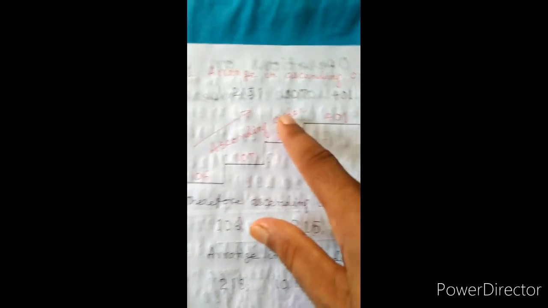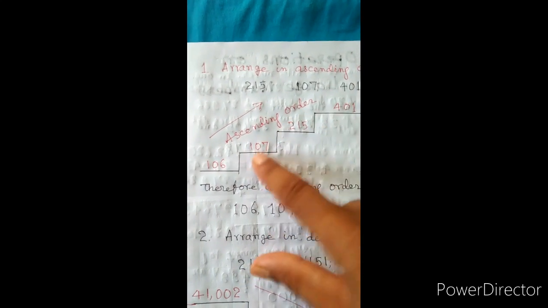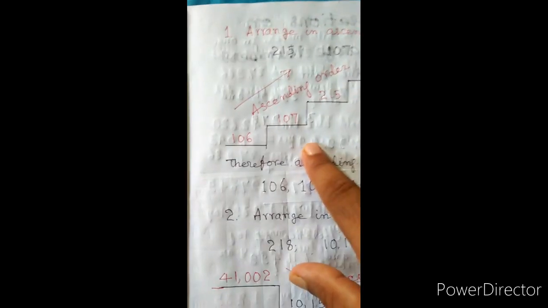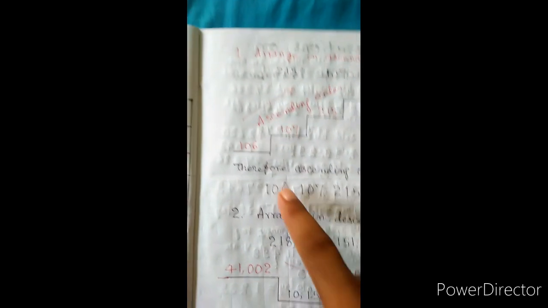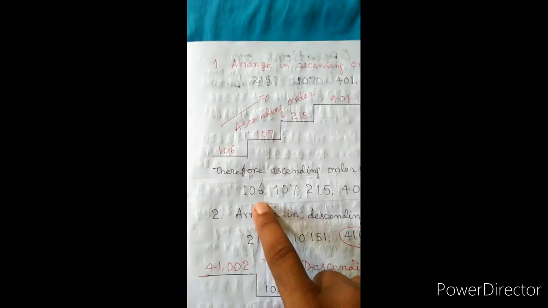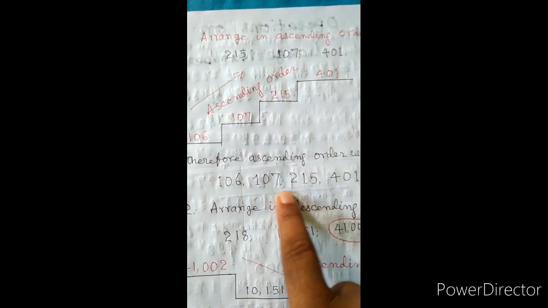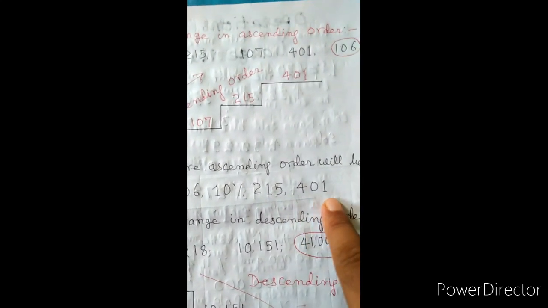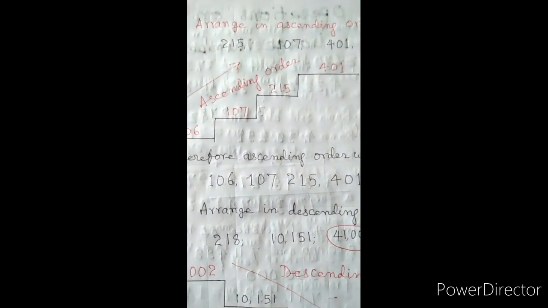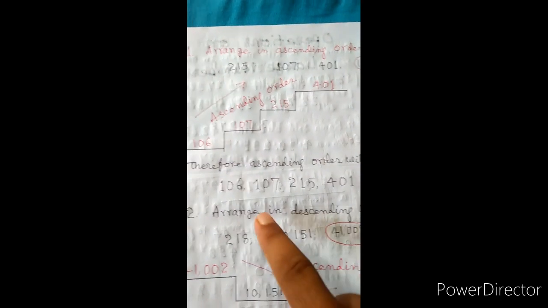401 is the greatest among the given numbers. It is at top part. So this is in ascending order. To ascend, to go upward is called ascending order, and to go downward is called descending order. Therefore, ascending order will be 106, 107, 215, 401. These numbers are arranged in ascending order. To ascend, to go up.